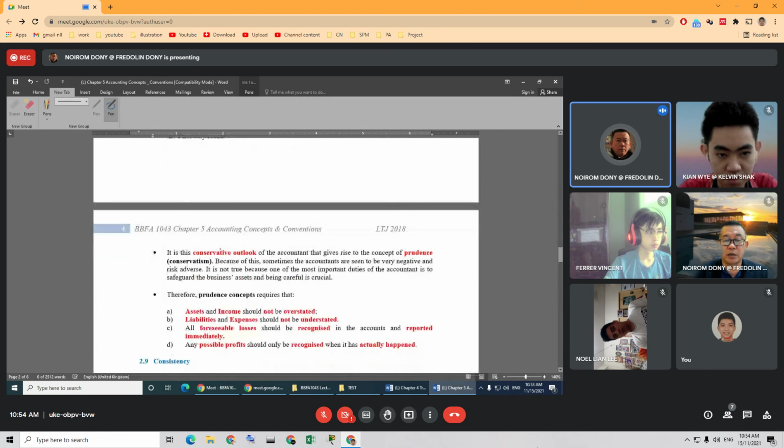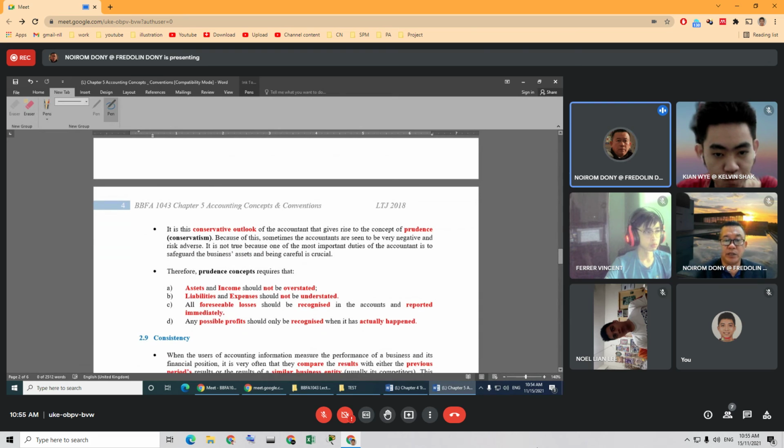So it is this conservative outlook that gives rise to the concept of prudence. Because of this, the accountant is seen to be very negative and risk averse. It is not true, because one of the most important duties of an accountant is to safeguard the business assets, and being careful is crucial. So this is the guideline: asset and income should not be overstated.